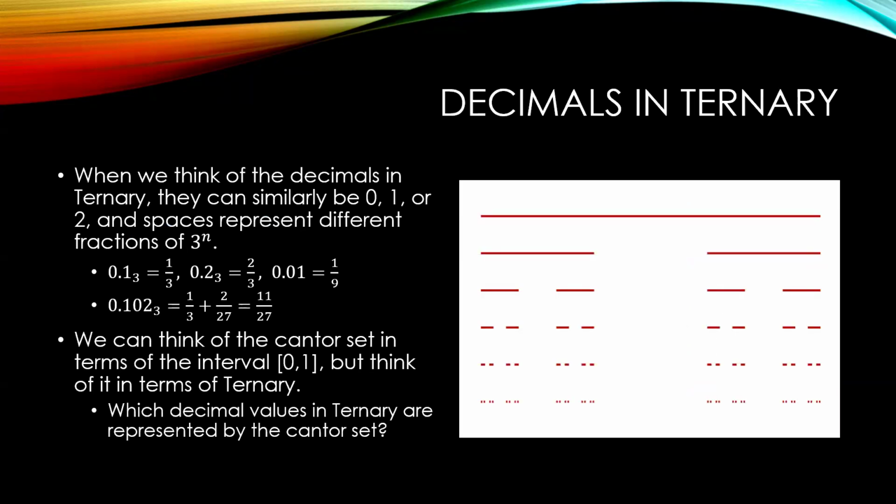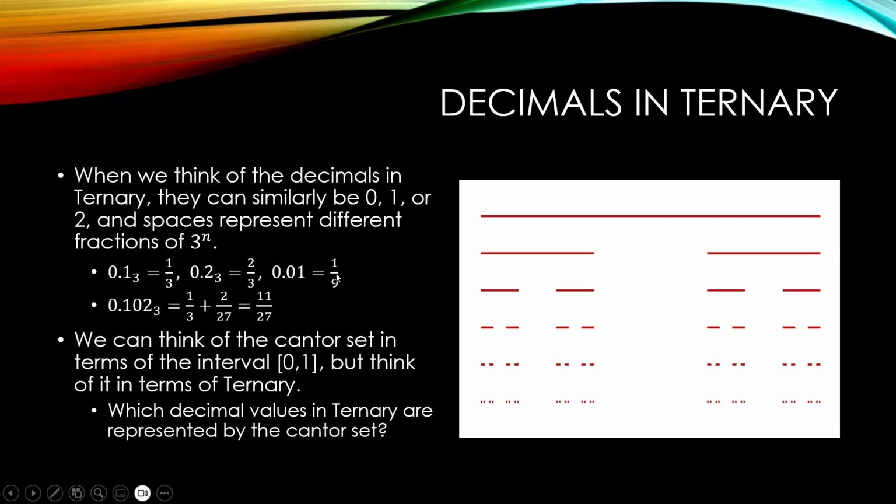What we're going to look at is decimals in ternary, because why not make it a little bit more complicated? In ternary, since every single value is going up by a factor of 3, 0.1 in ternary would be 1/3. 0.2 would be 2/3.